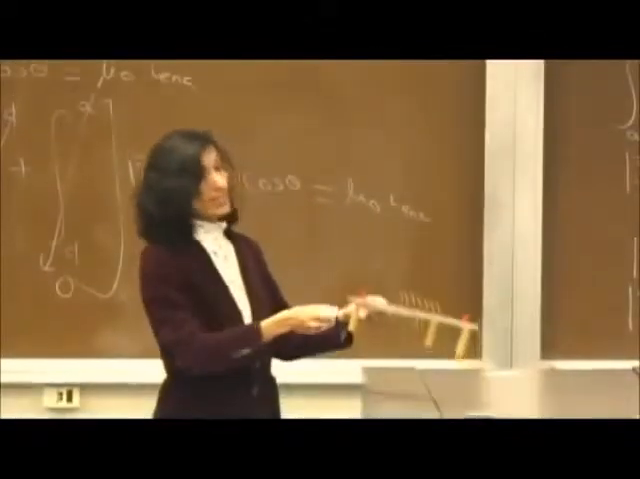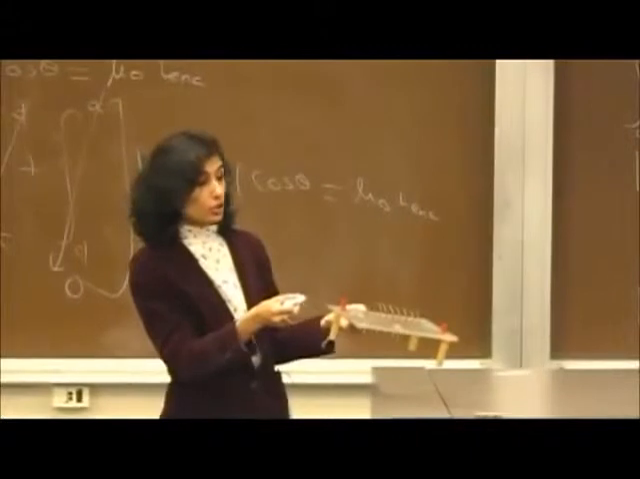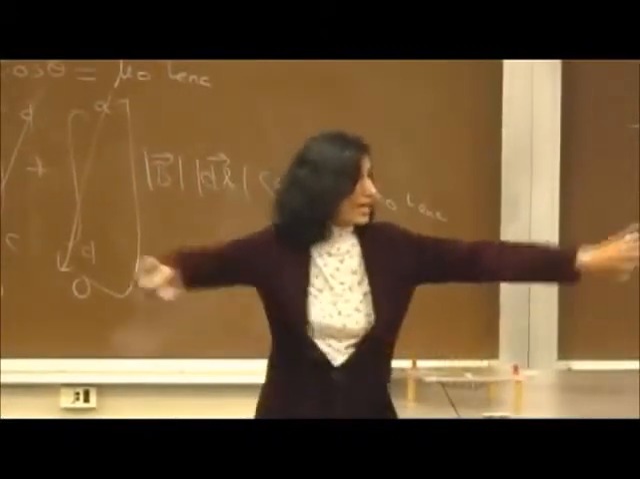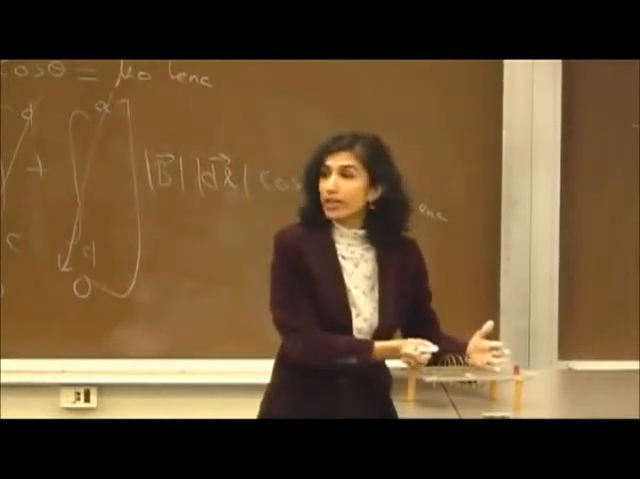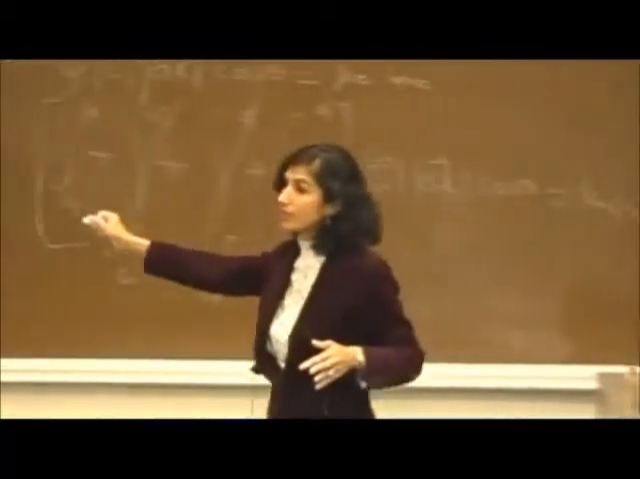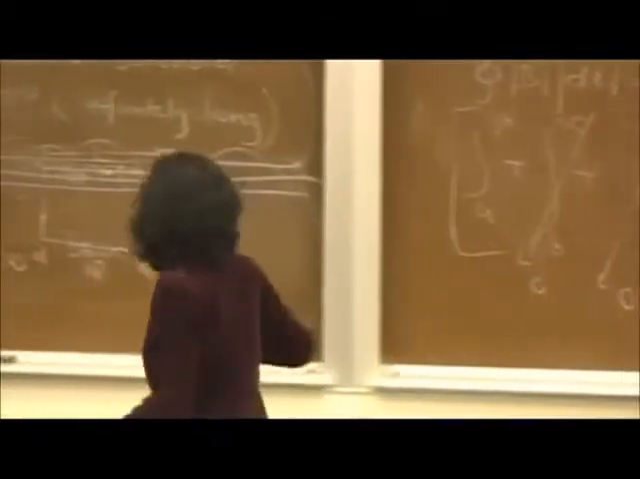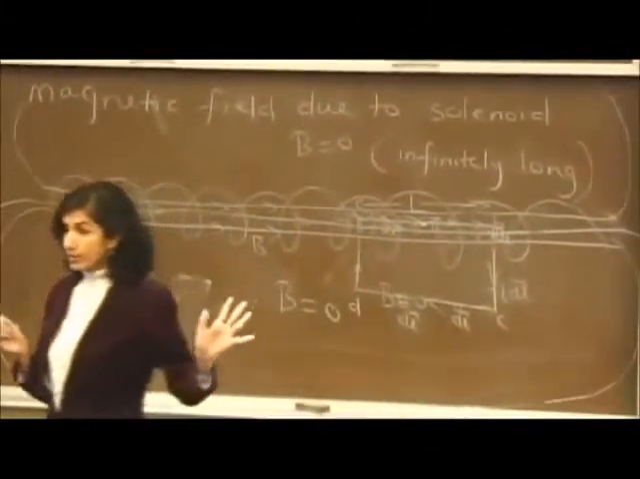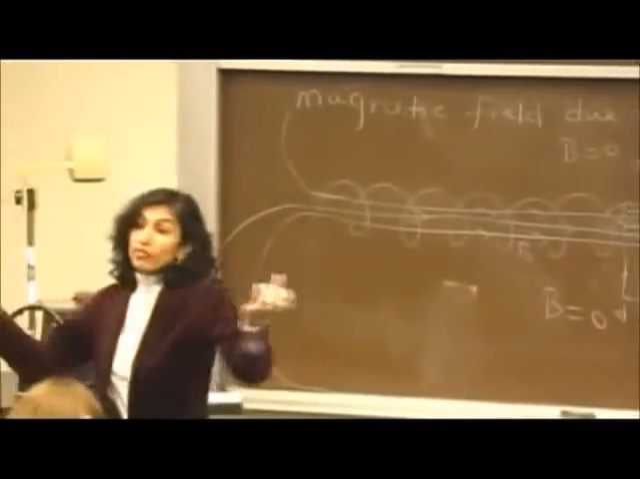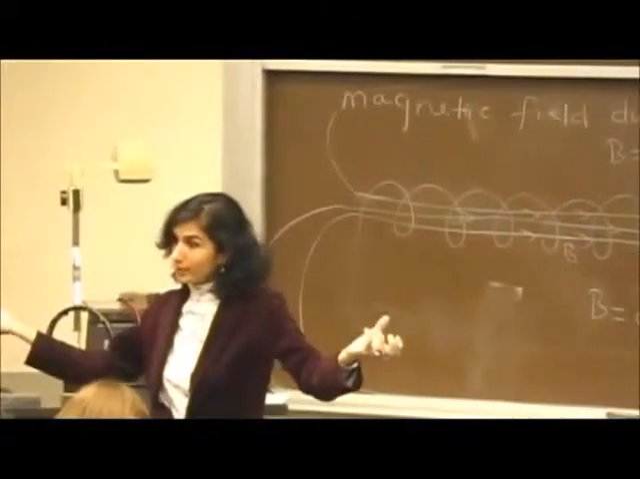But remember, the reason radius doesn't matter is because we are assuming that this thing is way large compared to the radius. If your solenoid is not very large, all these approximations that we have made will not work. You can't then say the magnetic field is 0 outside, etc. So the radius does not matter for an infinitely long solenoid.